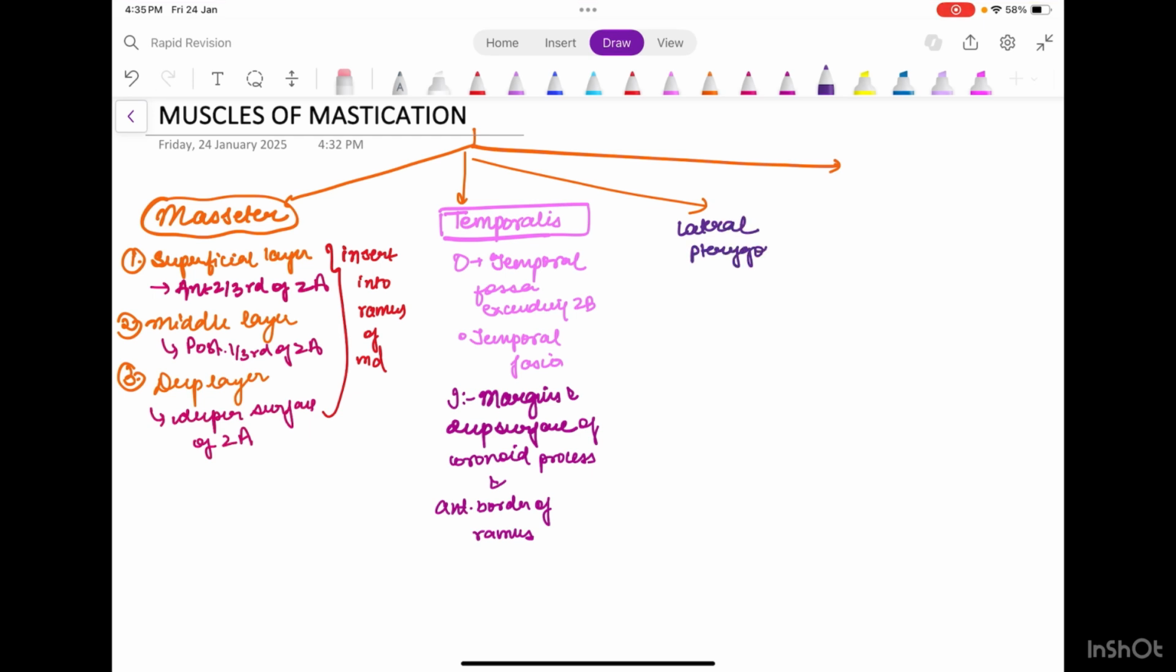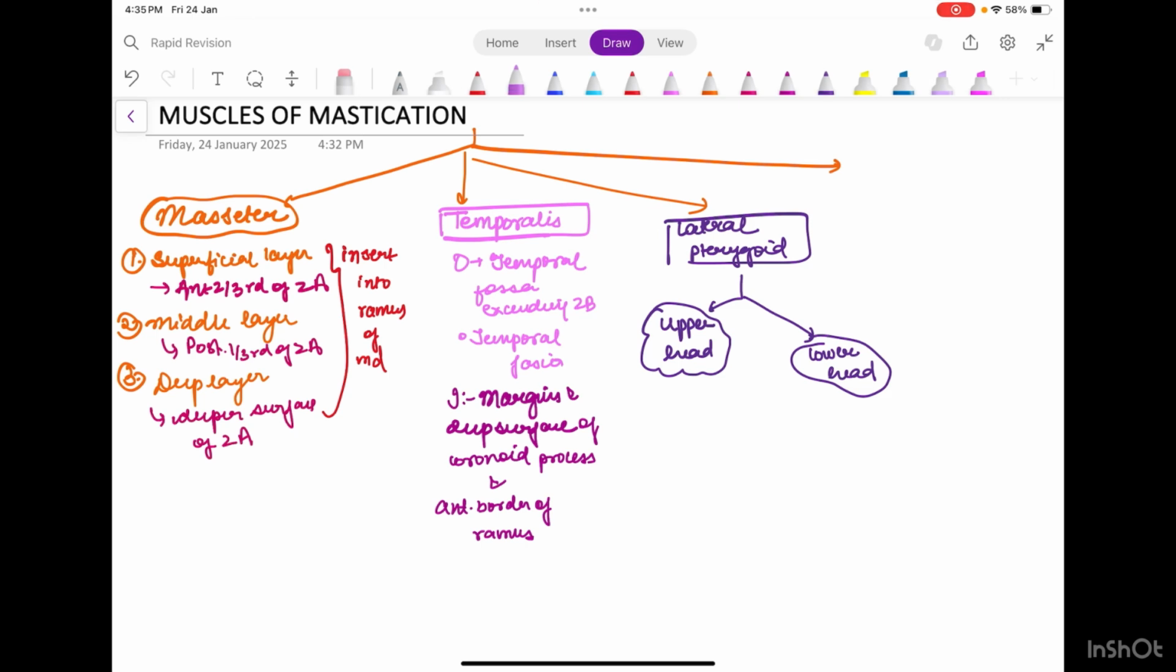pterygoid. Now in lateral pterygoid, you need to know that there are two heads. One is the upper head and one is the lower head. All right, now for the lower head, you just need to remember one simple thing. From the lateral surface of lateral pterygoid plate.